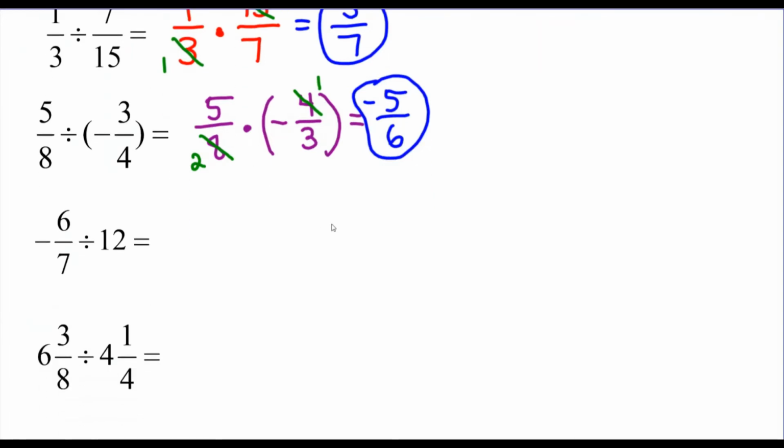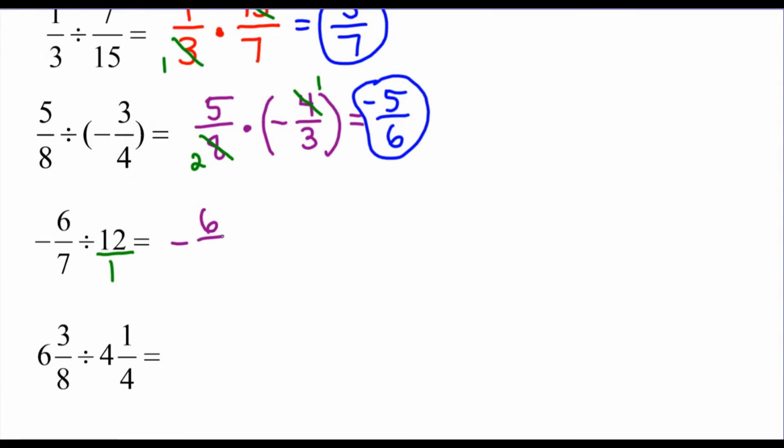Next one here, -6/7 divided by 12. Well, what's the reciprocal of a whole number? This isn't really a fraction. Well, if you'll recall, we do know how to write a whole number as a fraction. We learned how to do that. We'll just put it over 1. So what would be the multiplicative inverse, or the reciprocal of 12 over 1? Well, it would be 1/12.